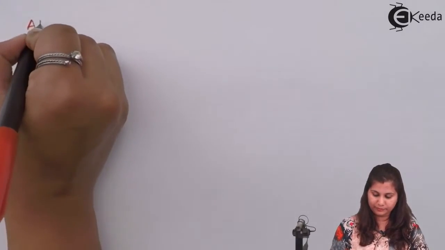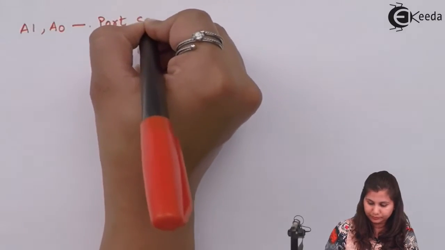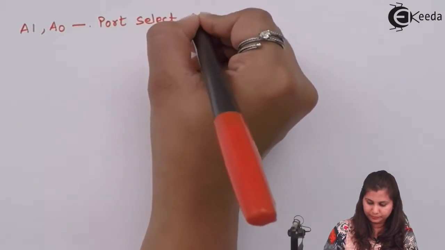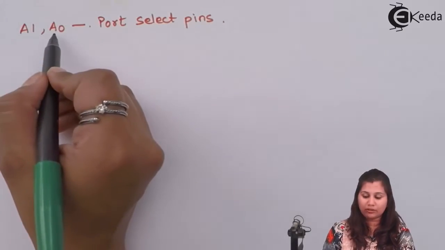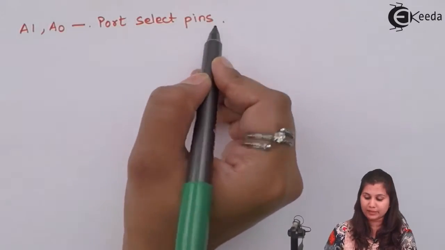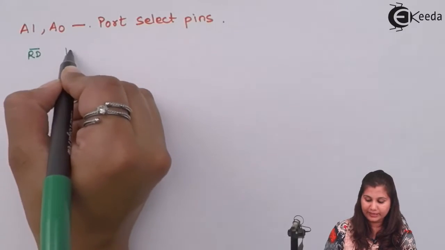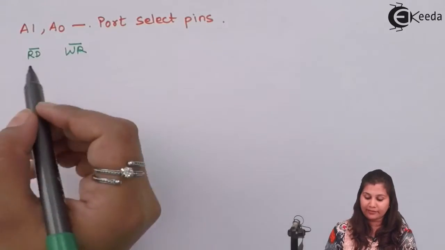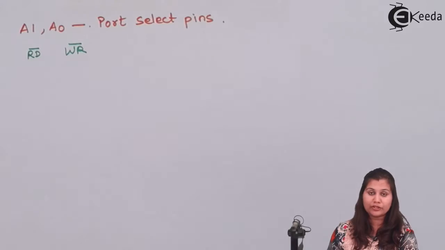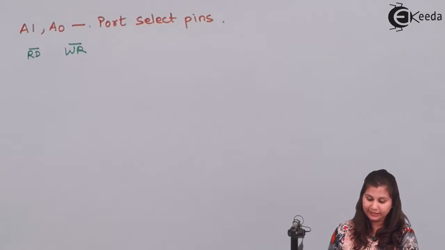The next pins we have are A1 and A0. These pins A1 and A0 are known as the port select pins. These pins, in conjunction with the read signal and the write signal, meaning A1, A0, read and write, decide which of the ports is selected by the control word. Okay, let's see the table for it.